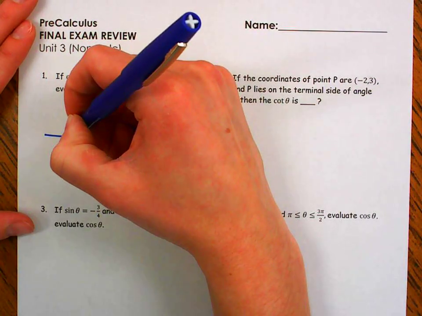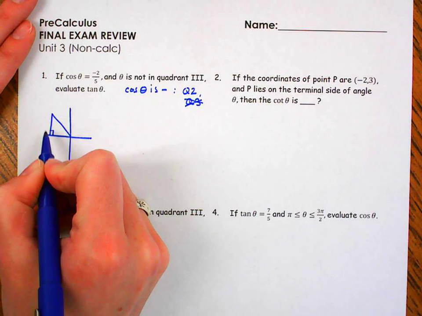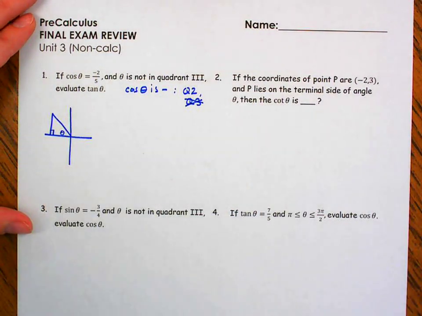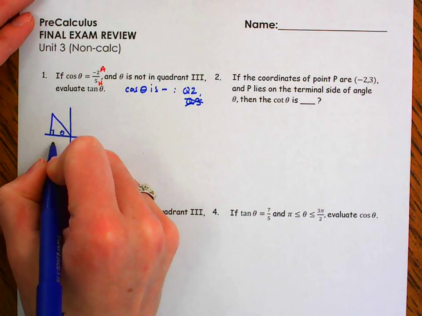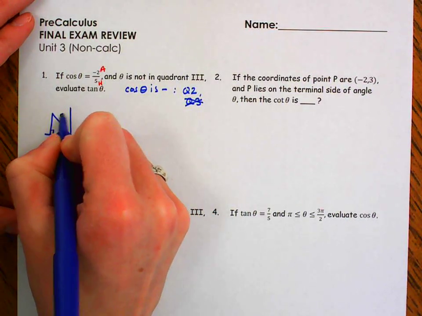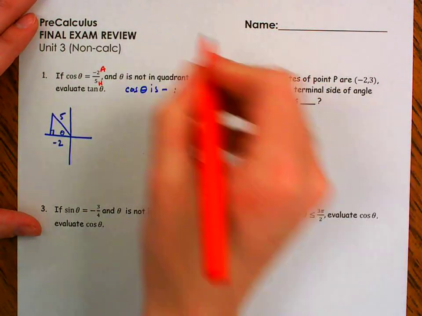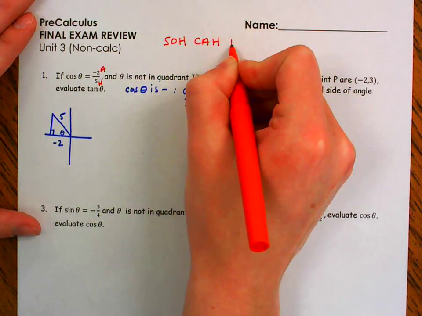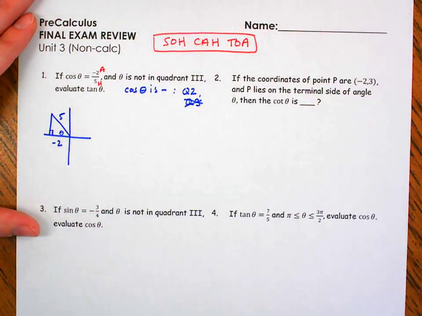So I'm going to just start by drawing my picture. We always draw out diagonally and then drop to the x-axis. So here's my theta. Remember, cosine is A over H. It's adjacent over hypotenuse. So it's going to be backwards 2 to a hypotenuse of 5. Okay. We need to evaluate tangent. Tangent is O over A. So just in case you guys have forgotten, we're using SOHCAHTOA for all this to help us out.